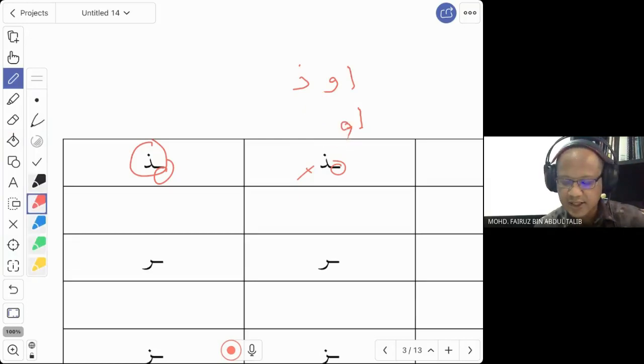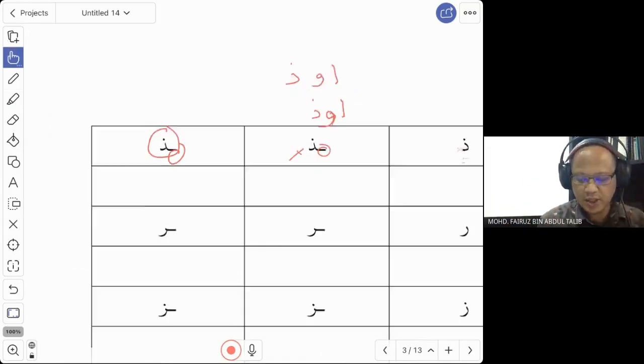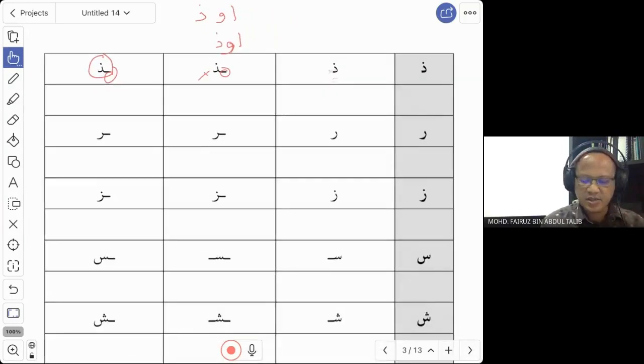You just write the letters individually. All right, so you have to practice the rules in order for you to know whether you can link the letters or not. So that is for dal and zal. The next letters are ra and zai. These two are similar.